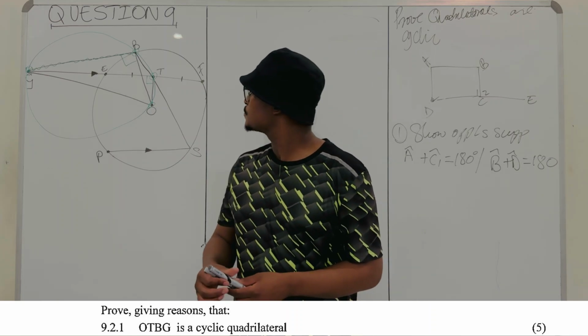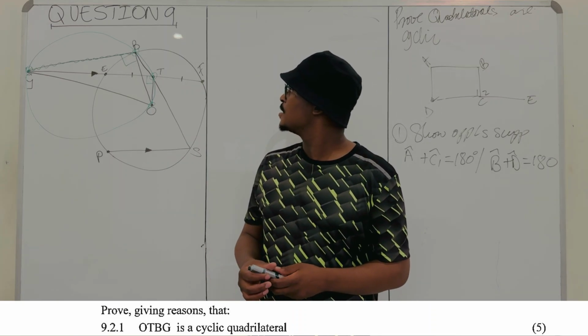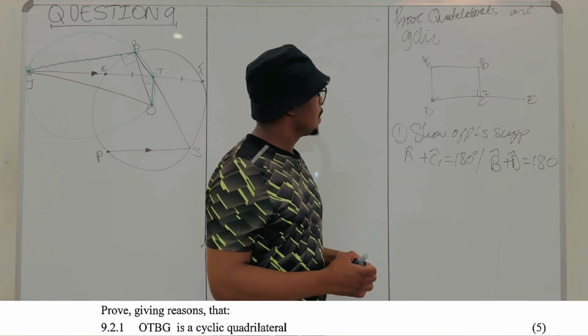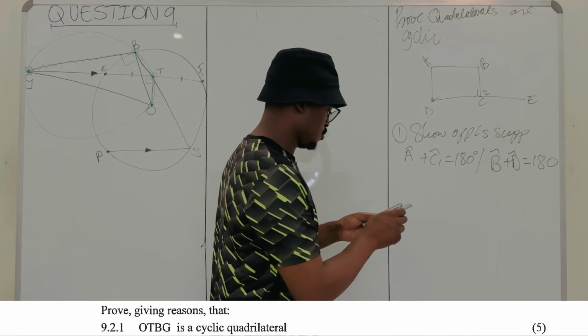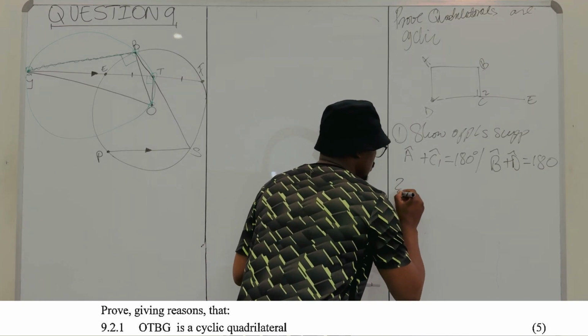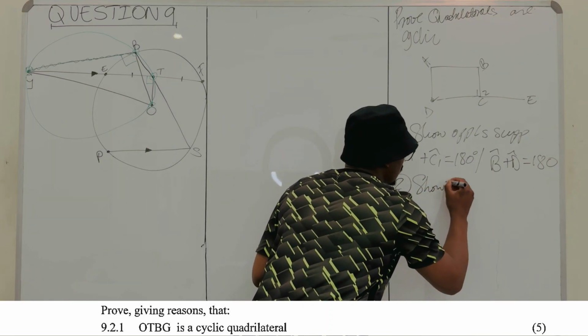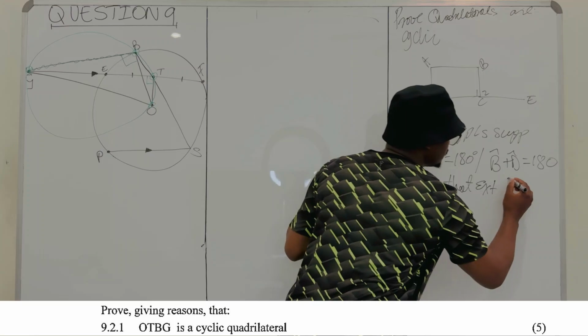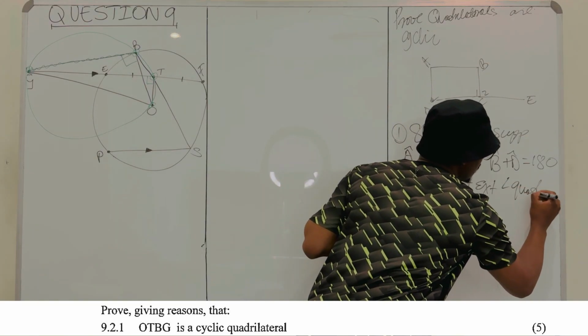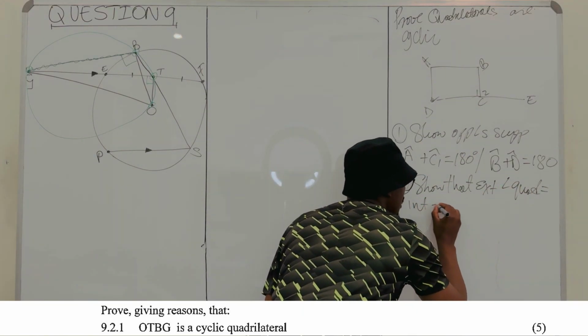No problem. What else can you say? So, point number two, you must show that an exterior angle of your quadrilateral is equal to the interior opposite angle.